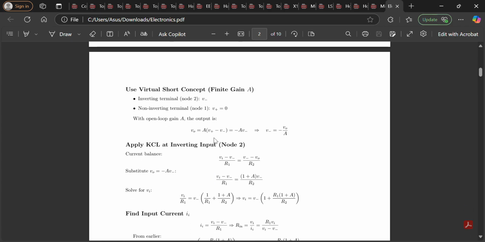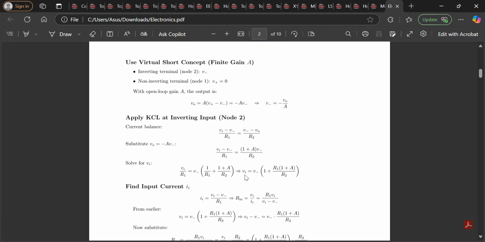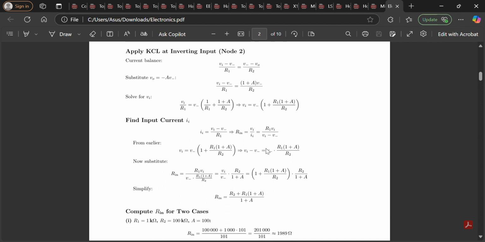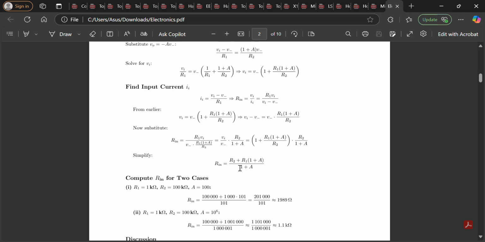Now we just substitute and solve for VE, and we can get this equation. From here, we just find input current IE and substitute, and we get a final and simplified version of our input resistance with feedback, which equals R2 plus R1 times (1 plus A) over (1 plus A).